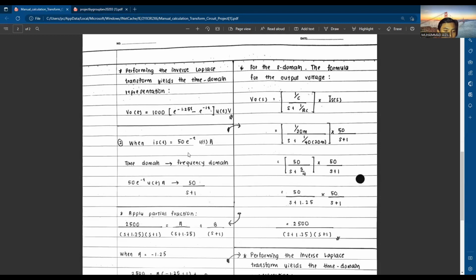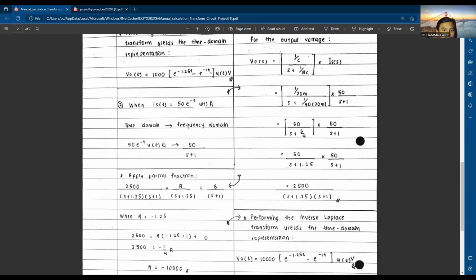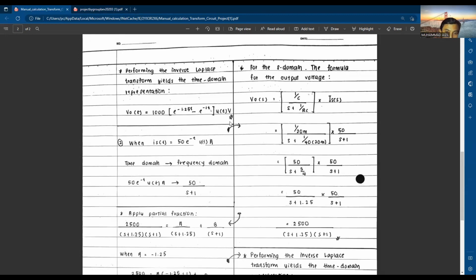And then for question number 2, which is B, when the value of I_S(t) equals 50 e to the negative t u(t) ampere. So also the same as question A, we change the value of 50 e to the power of negative t u(t) into frequency domain, where we get 50 over S plus 1. And then as we look here, for the S domain, the formula for the output voltage is actually also the same as question A.